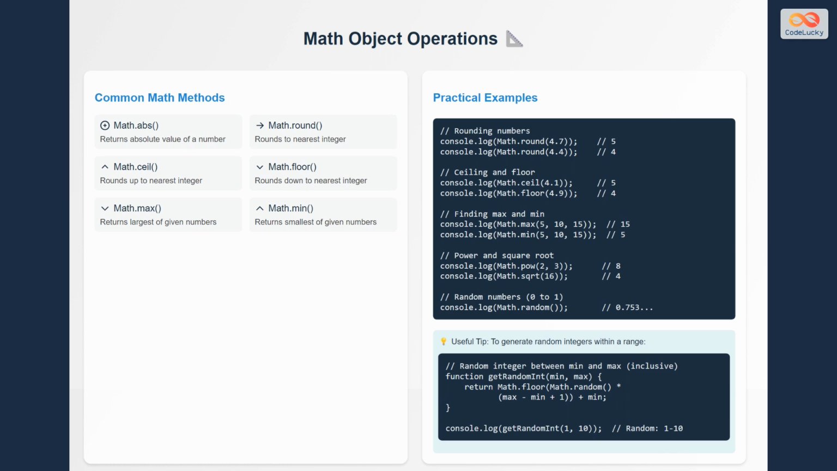Math.pow returns the base to the exponent power, and Math.sqrt returns the square root of the given number. For example, 2 to the power of 3 is 8, and the square root of 16 is 4.